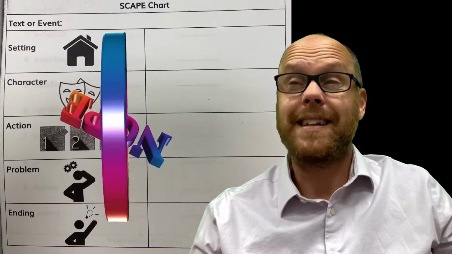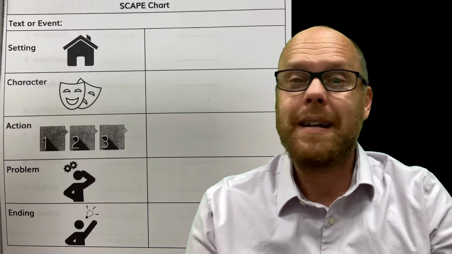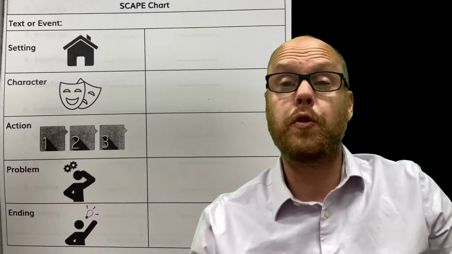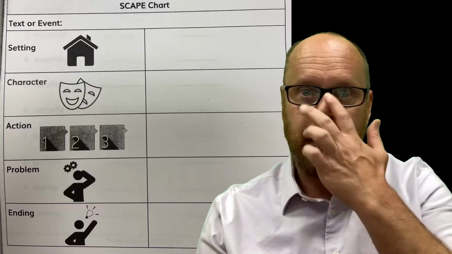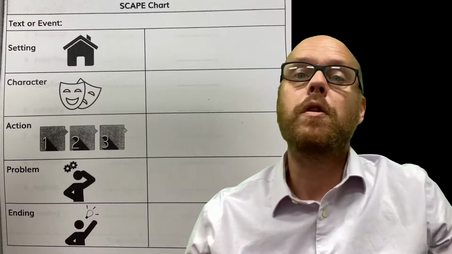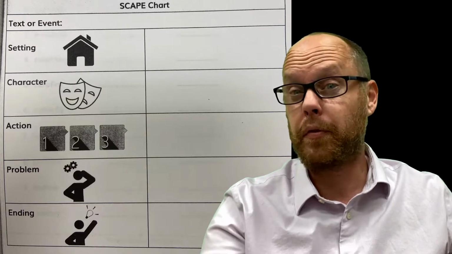That's a tough problem to solve, isn't it? Now, as we look in this book, that wasn't the only problem of the story. So what I want you to do today, ladies and gentlemen, is go through the story again. You can find it on Epic. And I want you to identify what are the other problems of this story.